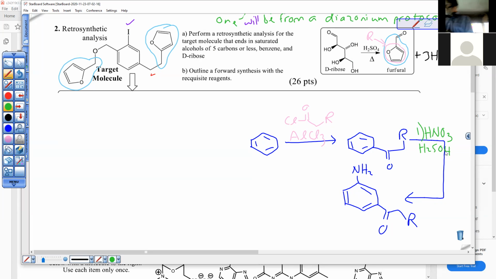And then I've got to reduce that without reducing my ketone. Be very careful here. Don't use lithium aluminum hydride. It will reduce your ketone to an alcohol, and I don't want that. Let's do the old Clemmensen: zinc amalgam. Alloys of mercury are called amalgams. And HCl. Get your NH2 up there.